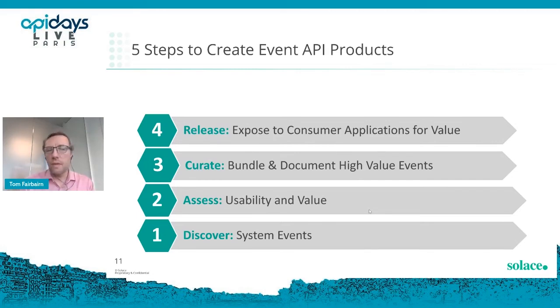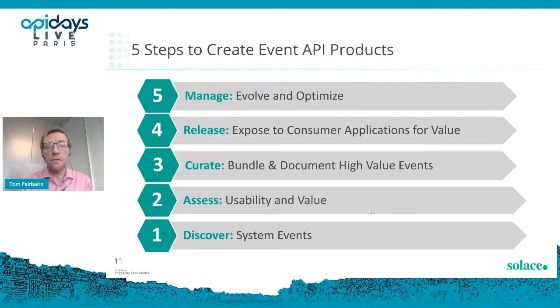Now, of course, as with any piece of software, this isn't the end of the story. We need to start thinking about how we're going to manage these bundles of events, these event products. We need to do several things here. If there are changes to the lower system events, we need to understand how that's going to impact our event API products and the consumers of those.